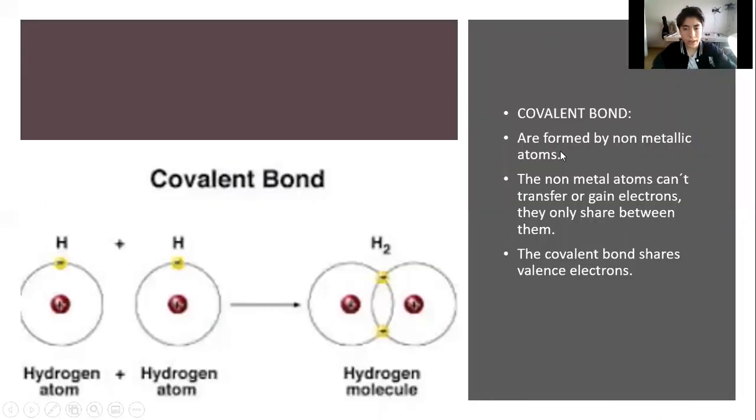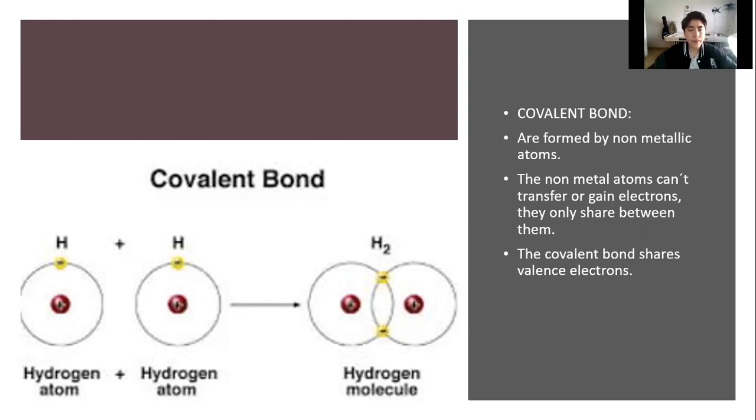And now let's see the first type of bond. First, we're going to see the covalent bond. The covalent bond is the bond formed between non-metallic atoms. Non-metal atoms cannot gain or lose electrons in a bond. They only share, and what they share are the valence electrons. We can see an example of hydrogen atoms and how they share electrons, and finally, we can see the hydrogen molecule.